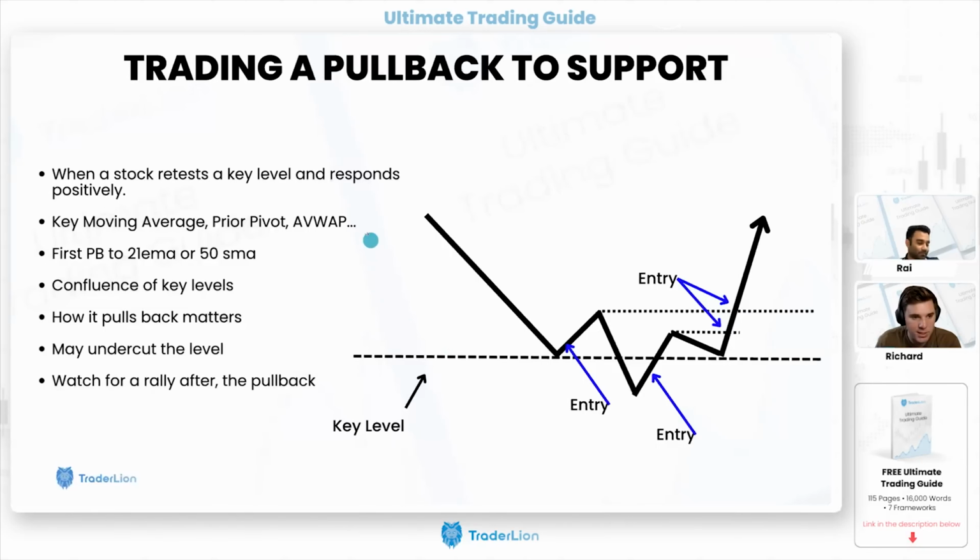How it pulls back matters. As I mentioned, we want to drift lower into that level. It may undercut that level. These aren't magic lines in the sand where the stock has to obey this rule where it stops right on the dot. There's likely going to be some wiggles and jiggles, to quote Stan Weinstein again, around that level, and you have to be prepared and position size accordingly if you do put on a position. Watch for a rally after the pullback, Brian Shannon, strength after the dip, all that stuff.